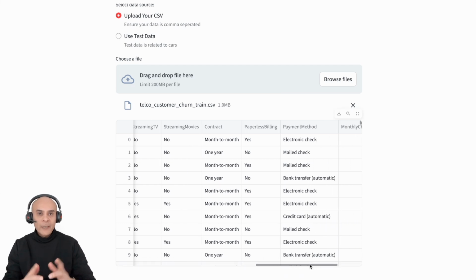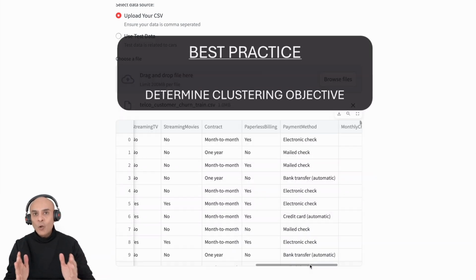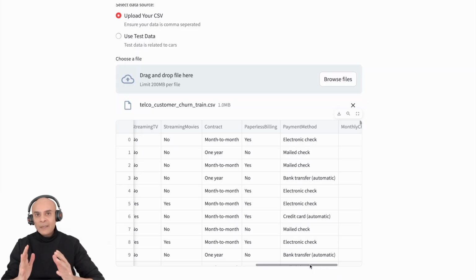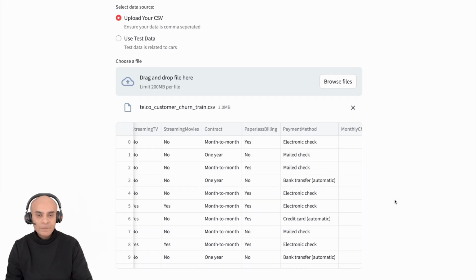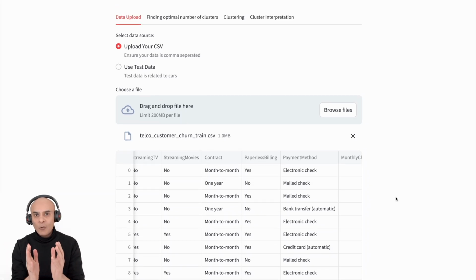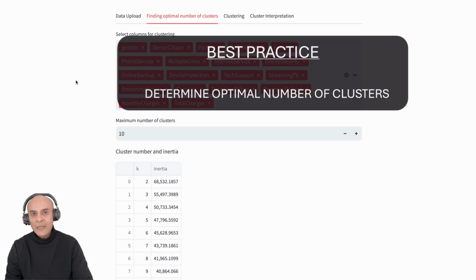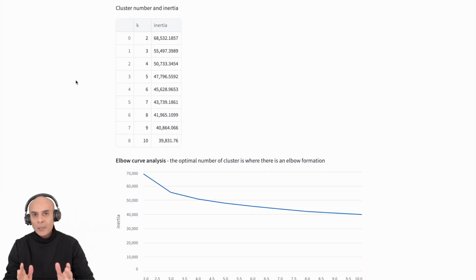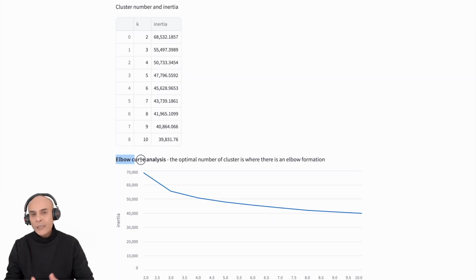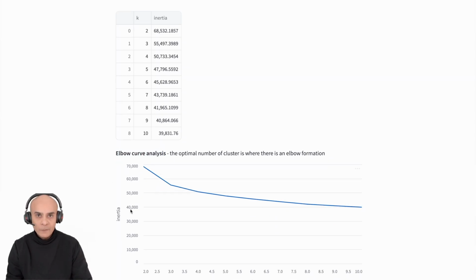Now, the first best practice is to determine what is the objective of clustering. So let's say we want to group similar looking customers together so that we can send targeted messages to them. Now, once you have decided the objective of clustering, the next step is to determine what is the optimal number of clusters. Now, there are various techniques which can help you determine the optimal number of clusters, and one of the very useful techniques is called the elbow curve.